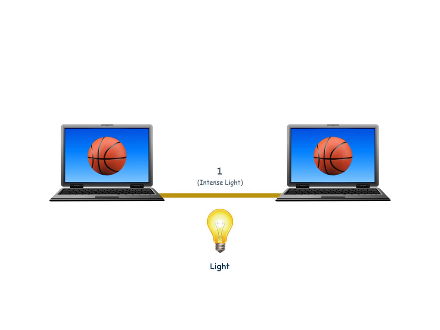It does so through intense light and no light. When we want to communicate a 1 using light, we use intense light to communicate that. And when we want to transmit a 0, we use no light to indicate that.